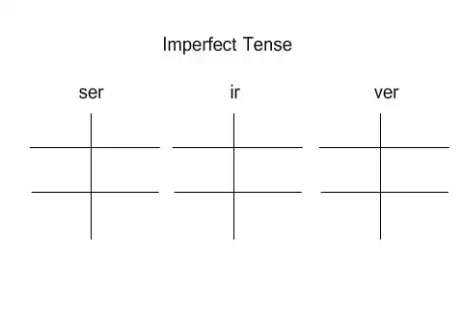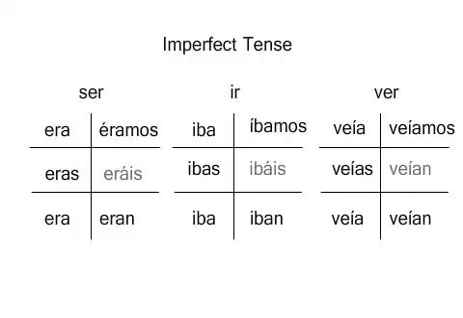Those 3 verbs are ser, ir, and ver. So let's take a minute and go over those in the imperfect tense, and then you'll practically be an expert. Here are the 3 irregulars. I'm not going to go through each of these word for word, but do notice that these are the entire words, not endings. You might want to pause the video and write these down in your notes because it is important to know them.